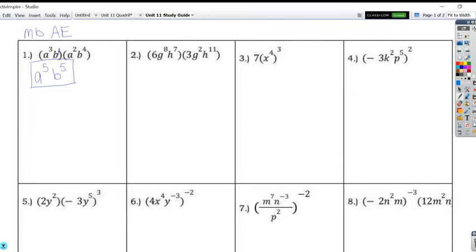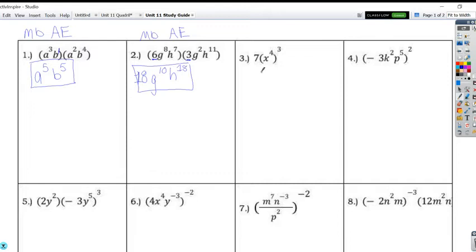Number 2, again, I am going to be multiplying the bases, and so I'm adding the exponents. And don't forget, these coefficients are treated just like they always have been. So that 6 coefficient times that 3 coefficient is an 18. Then when I start looking at my g's, I've got a g to the 8 and a g to the 2. Add those exponents, 8 plus 2, that makes it 10. And I'll take my h to the 7 and h to the 11, add those exponents, 7 plus 11 makes it 18. Here's our simplified answer, 18 g to the 10 h to the 18.